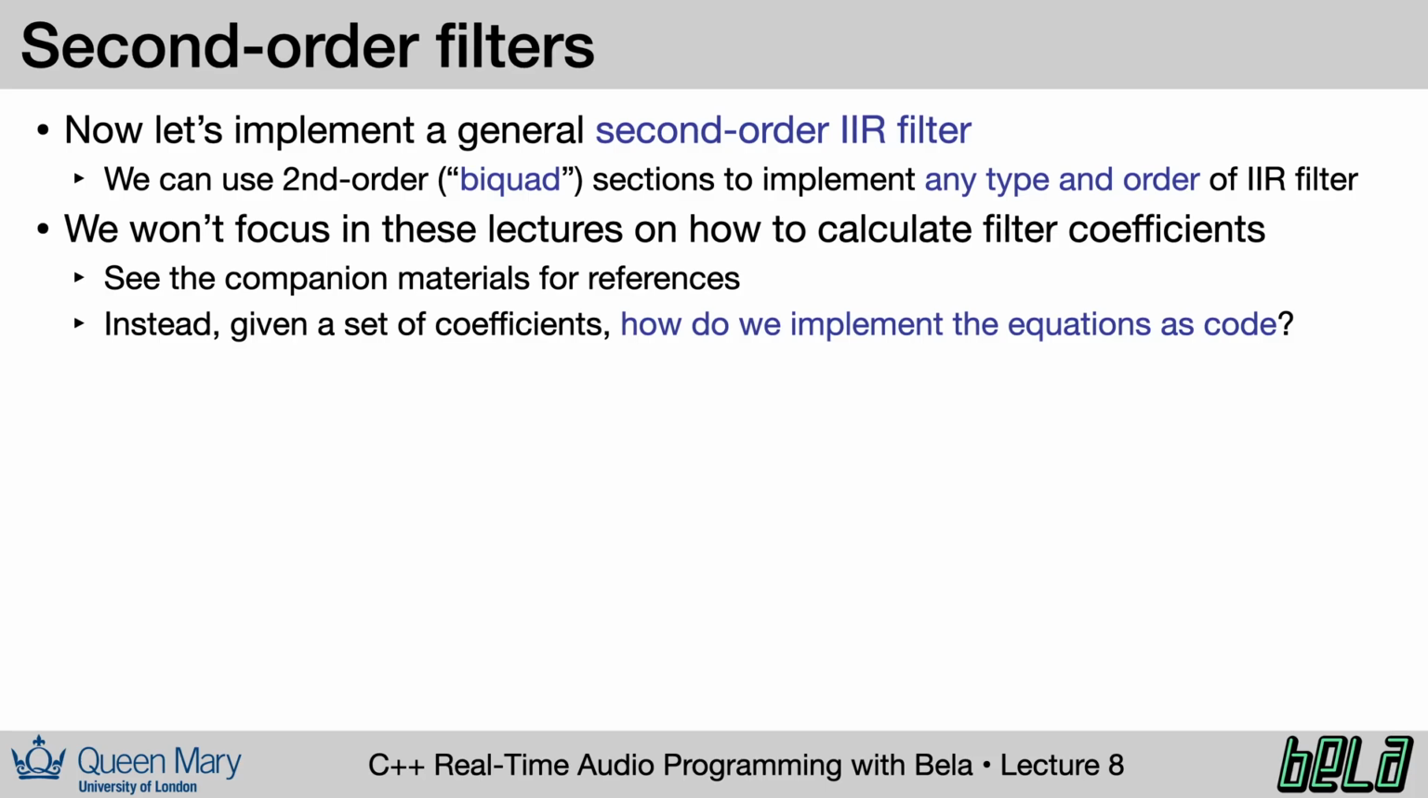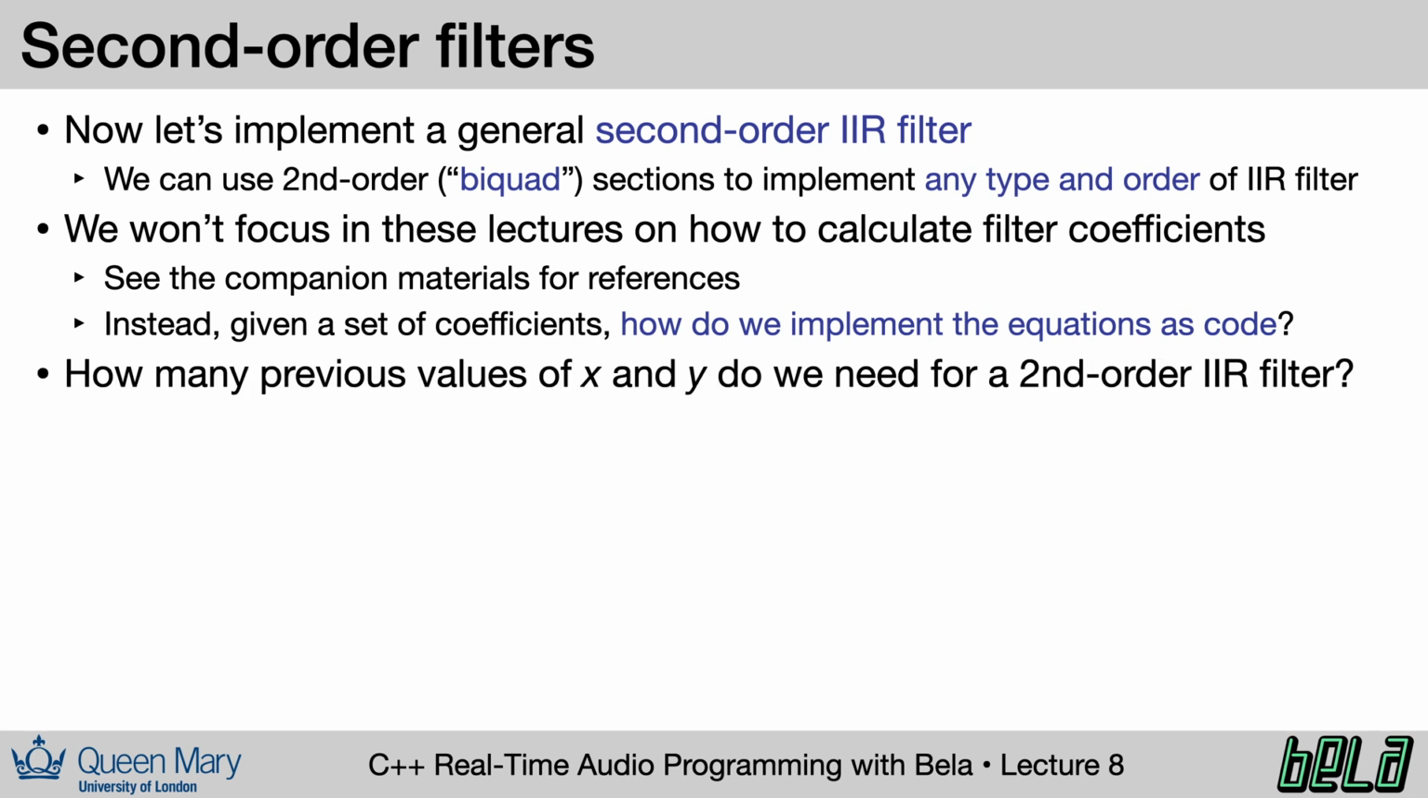Now let's try something a bit more complex. We're going to implement a general second-order IIR filter, sometimes called a biquad. The idea is that the code that we implement here could be used for lots of different filter types, low-pass, band-pass, high-pass, etc., and it's just down to which coefficients we have.